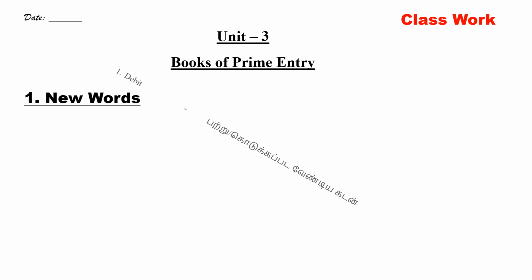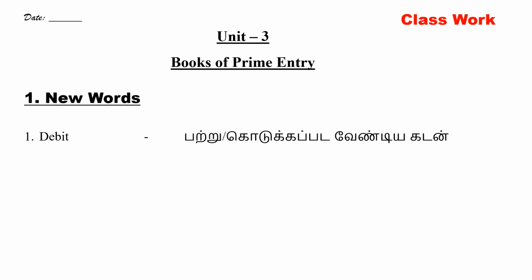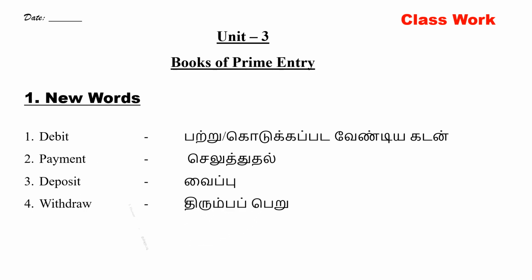All of you take your classwork note. Write today's date and unit 3, books of prime entry. Take a new page and write neatly. New words: debit, payment, deposit, withdraw, discount. So take time and write neatly.